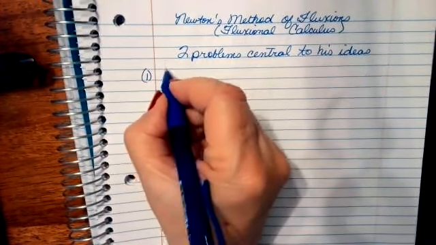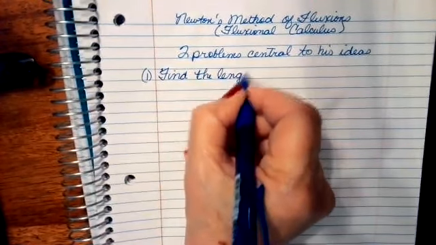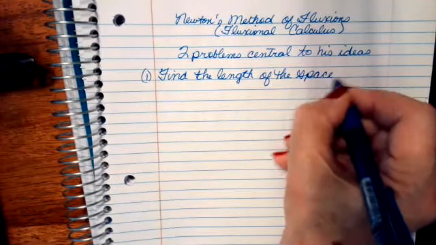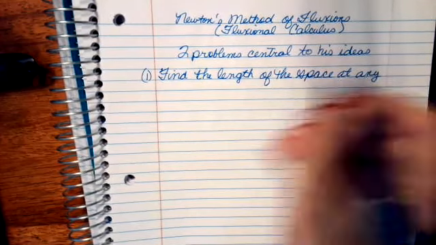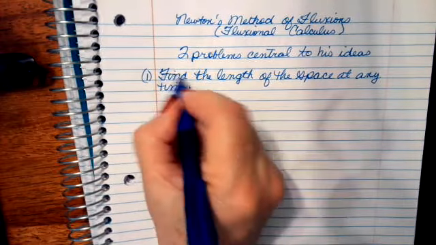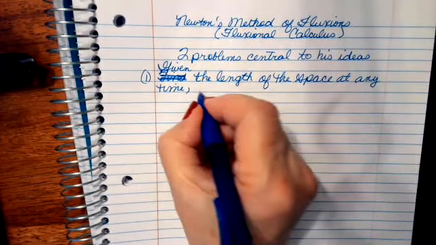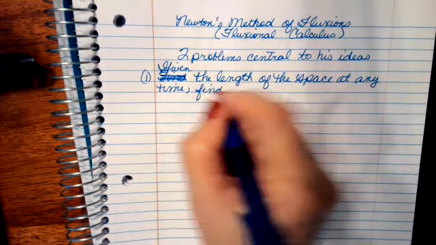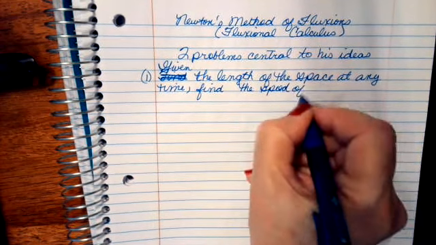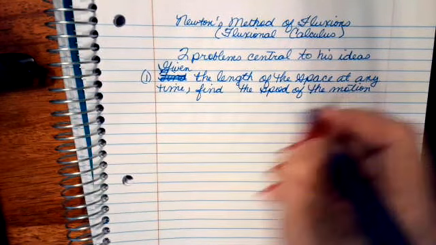First of all, find the length of the space at any time. I'm sorry, not find the length of the space, given the length of the space. Given the length of the space at any time, find the speed of the motion at the time proposed.